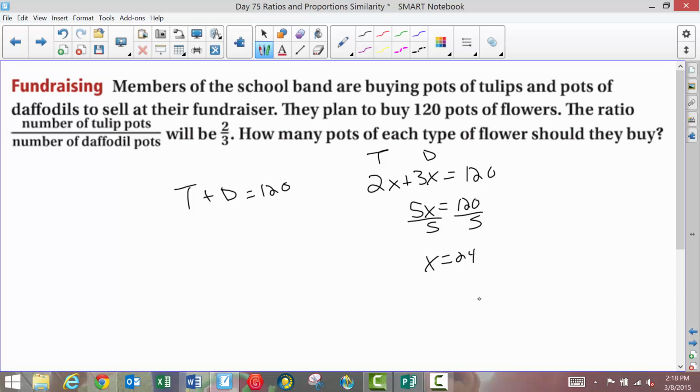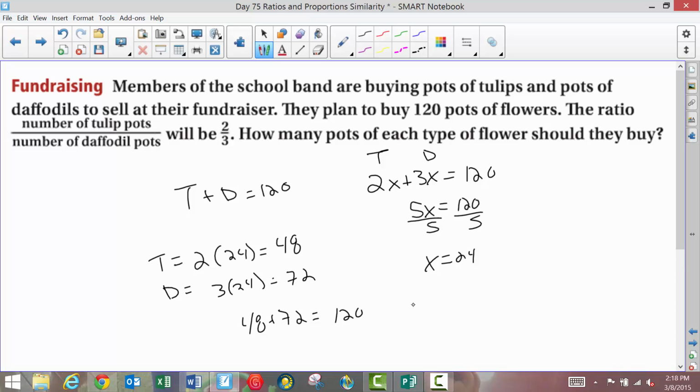So if x is equal to 24, I do 2 times 24, and this is our tulips: 2 times 24 is 48. And the daffodils will equal 3 times 24, which gives us 72. You should also notice that 48 plus 72 is 120, and that 48 over 72 reduces to 2/3.